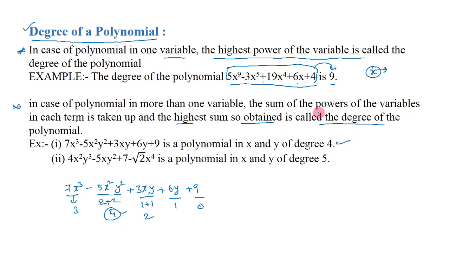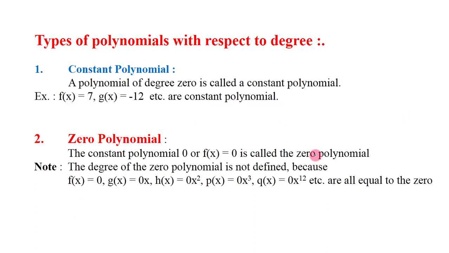That means if a polynomial contains more than one variable, the sum of the powers of variables in each term should be taken. Firstly we have to find the sum of the powers of the variables of each term. Among those sums, the highest one should be taken as the degree of this polynomial. In the same manner, if you observe the second example, the degree of this is 5. Now let us see the next slide.